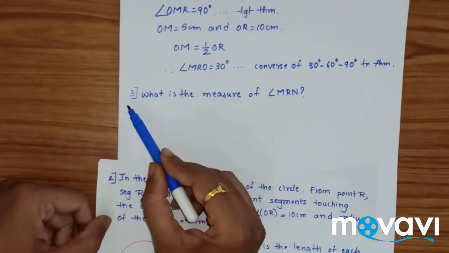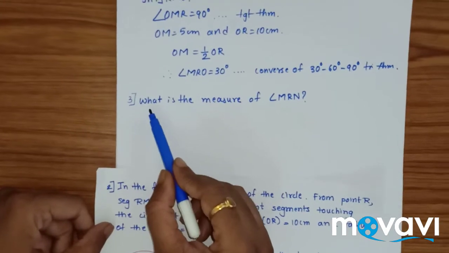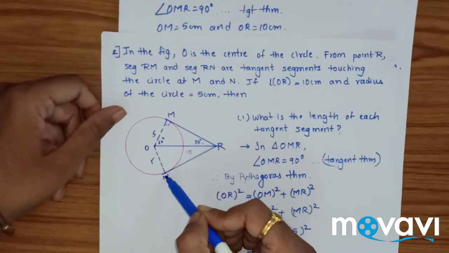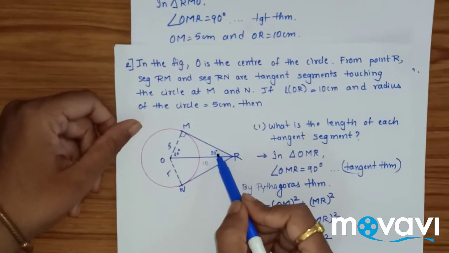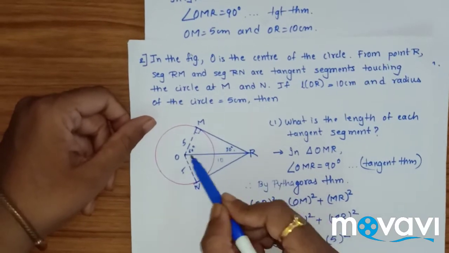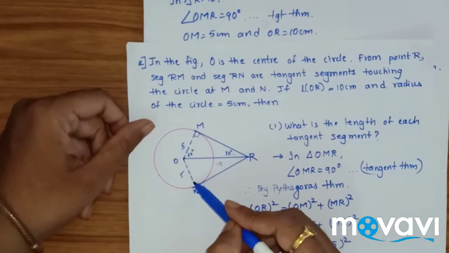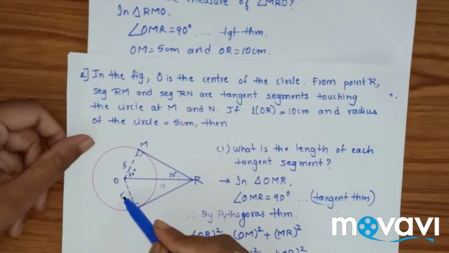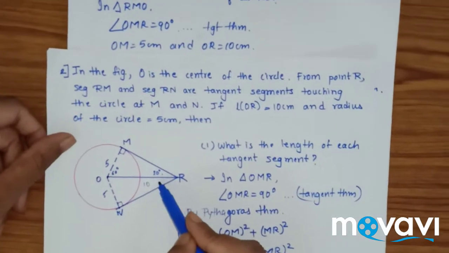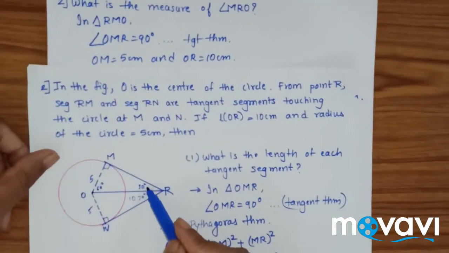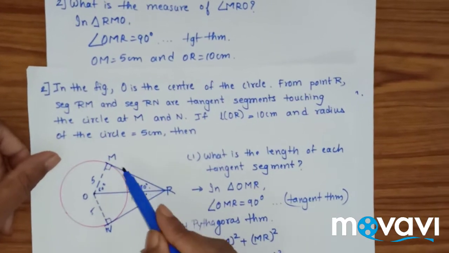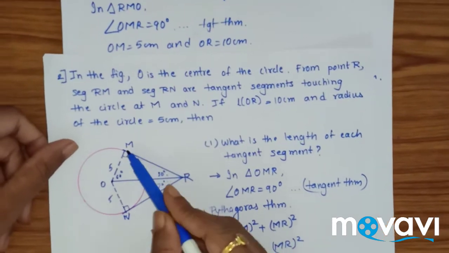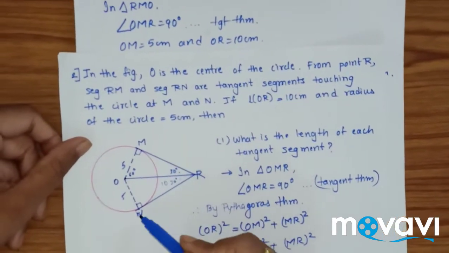So this third sub question says, what is the measure of angle MRN? Now see this MRN. This is what they have asked. We have already found this angle MRO, that is 30 degree. Similarly, it will be for this side triangle. This is 90 degree. This is 10. This is half. This is 5. Half of this 10. So again, this will be 30 degree, right? So these two angles add up to the bigger angle, that is MRN. So 30 plus 30, that is 60 degree is the measure of angle MRN. This is what they have asked.